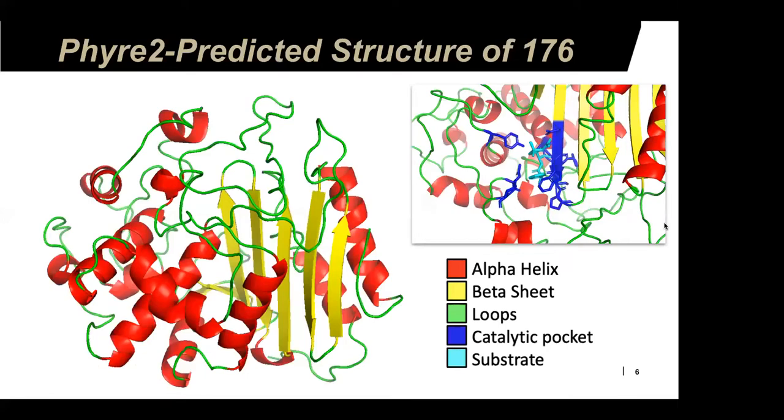Okay, here you can see the PhiRho predicted structure of gene 176. So you can see it has some secondary structure, including alpha helices and beta sheets. And then in that inset on the right, you can see its catalytic pocket where it can bind either penicillin or the cell wall so it can perform its function.